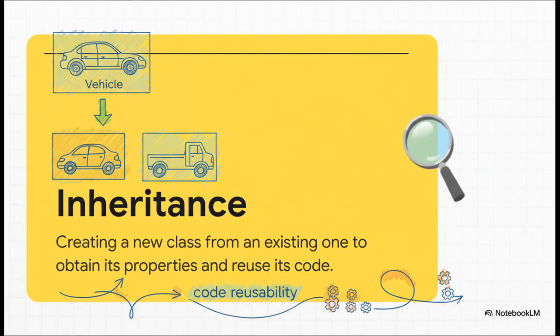Our third pillar is inheritance, and honestly, this one is a huge time saver. Let's say you've already designed a blueprint for a generic vehicle. It has wheels, it has an engine. Well, now if you want to create a car or a truck, you don't have to start over from scratch. They can just inherit all the basic stuff from vehicle, and then you only have to add the new features that make a car or a truck. It's all about reusing your work.